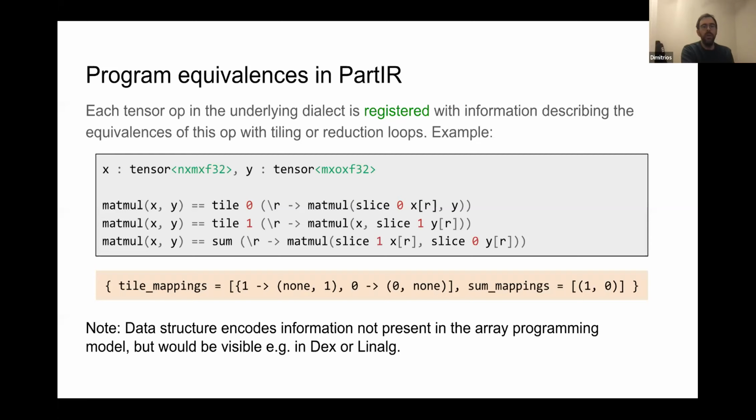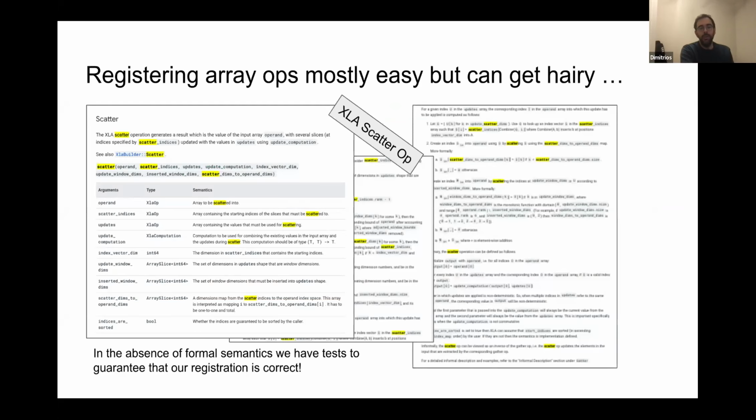So we have a little data structure that expresses this concisely in our implementation. The details of that data structure are not particularly important. But I want to say that this data structure really encodes information that's not present in the, at least naive, array programming model. So if I just say matrix multiplication, the type of matrix multiplication, I have no idea which one is a reduction dimension, which one is a parallel dimension. How should these things propagate through? What do we do about that?